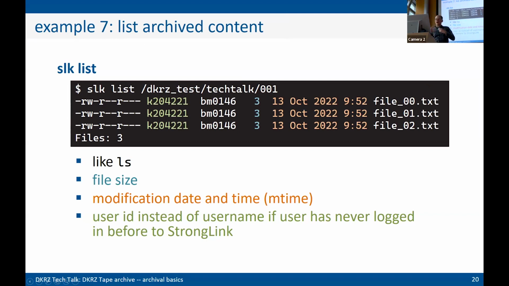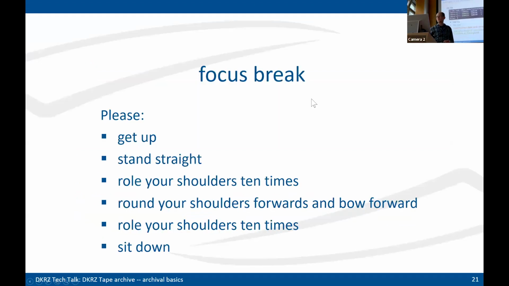Now, if I archived a lot of stuff, I want to see what's there. For this purpose, I can use SRK list. With this, I can list folder contents, and the output of SRK list is like the output of ls -la. We see permissions, owner, group, size, timestamp. That's not the timestamp of the archival, but the modification time of the file. So if I created a file 3 years ago and archived it yesterday, I would have the timestamp from 3 years ago here.